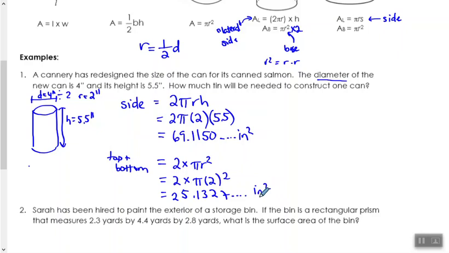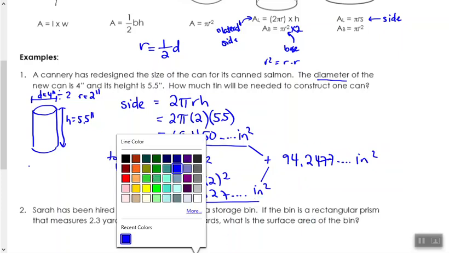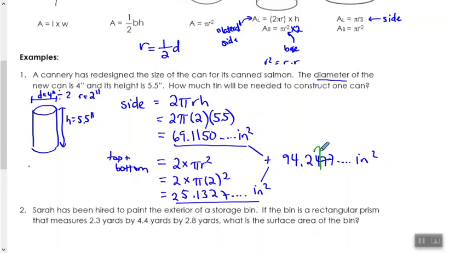inches squared. Now to figure out my total surface area, it'll be my side plus my top plus my bottom. So it'll be this number plus this one. Adding those two up, you should get 94.2477 inches squared. And just rounding to either 1 or 2 decimal places doesn't matter to me. Let's do 2. So then we got a nice 0.25 there.